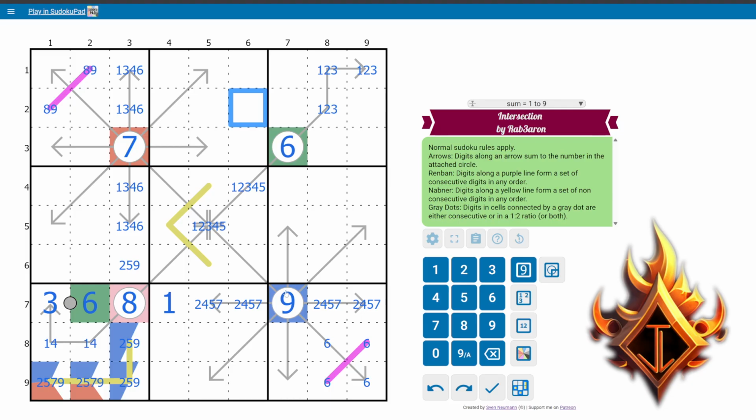Or should be. There is a 1 down here. Can a 1 actually go there? 1, 2. It would put 1 and 2 both over here. That would be alright. Maybe.